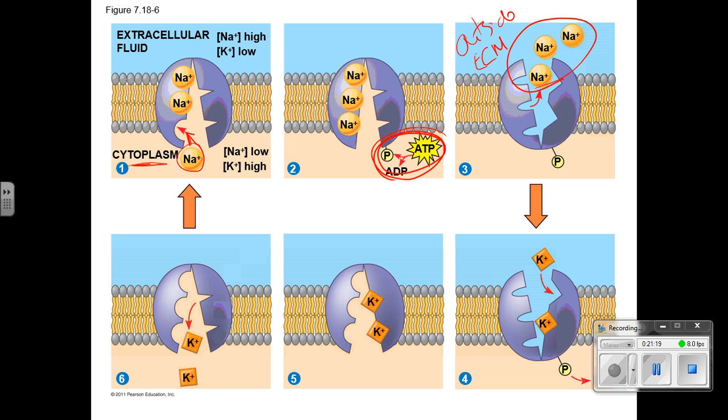Then over here, the cell is going to pick up 2 potassium ions, and then it's going to change shape, and it's going to release those potassium ions into the cell.